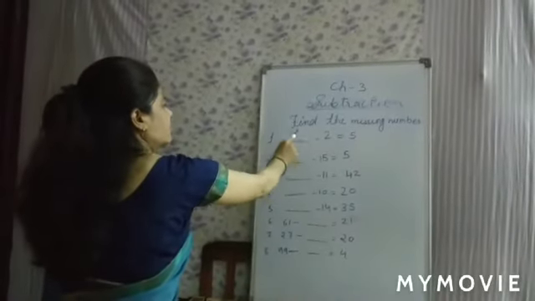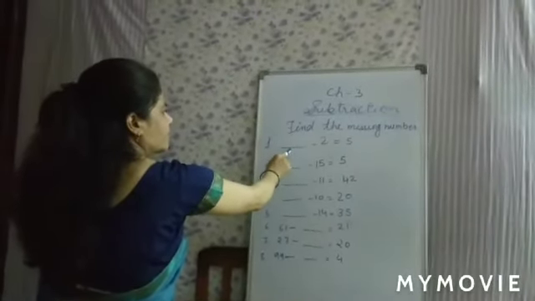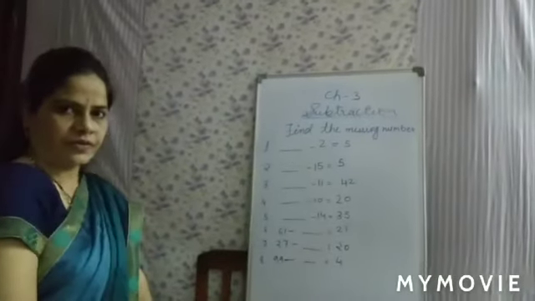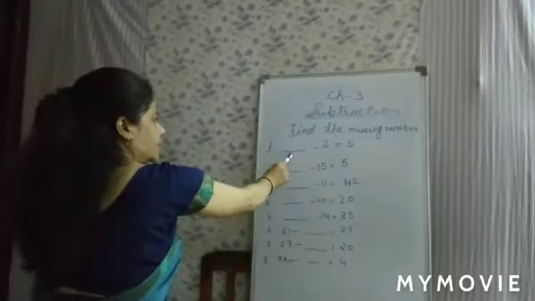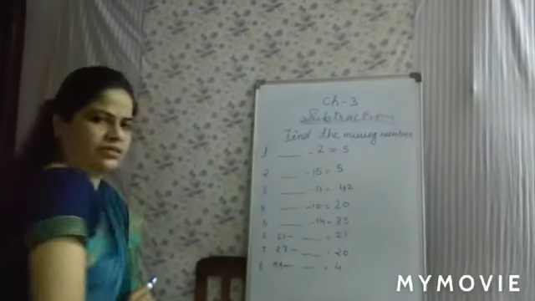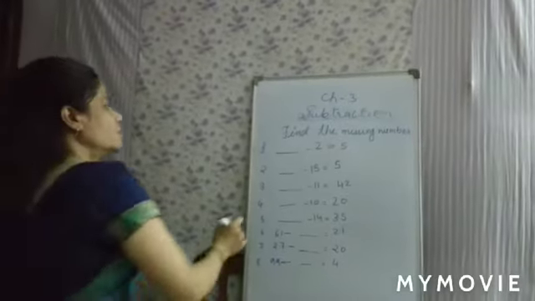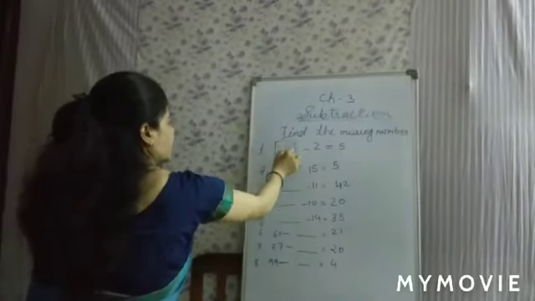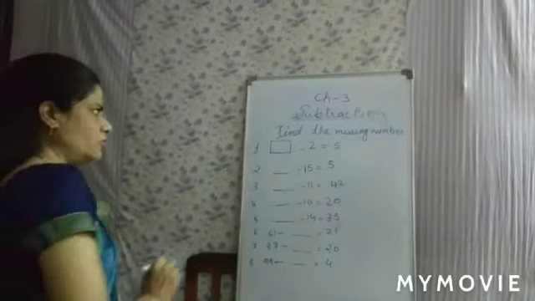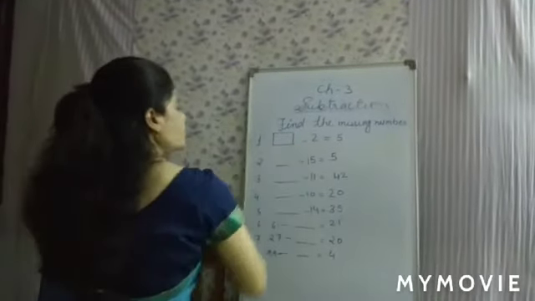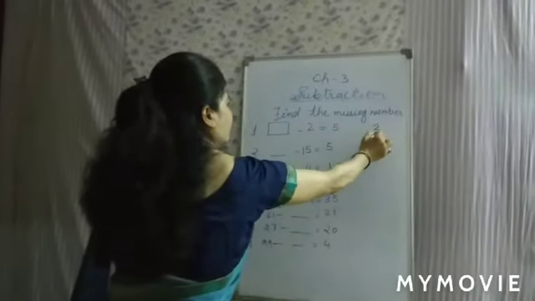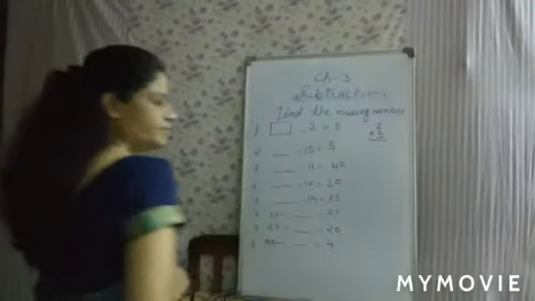Here will come the bigger number, this is the smaller number, and this is the difference. So you have to find the bigger number here. What you have to find? You have to find the bigger number. So how can you find this number? You have to add the smaller number and the difference.